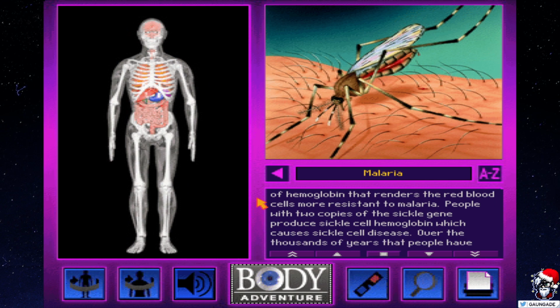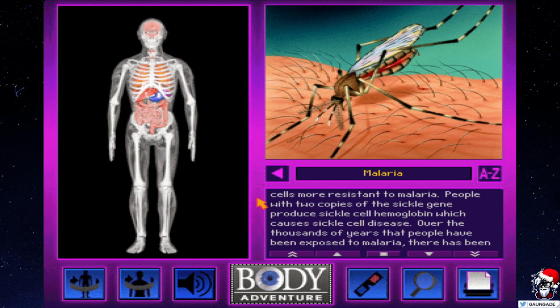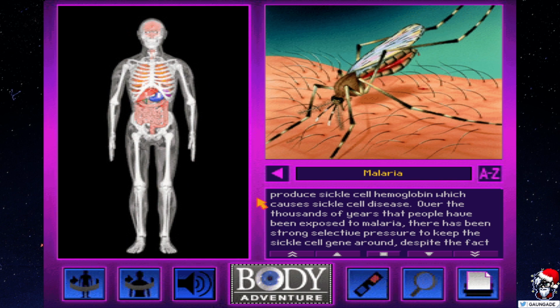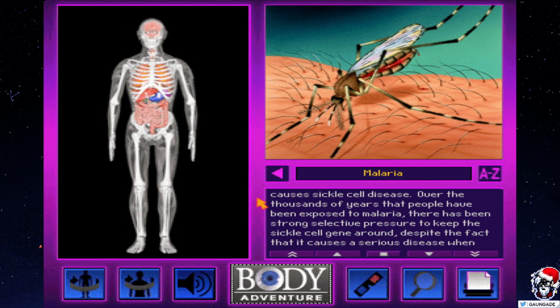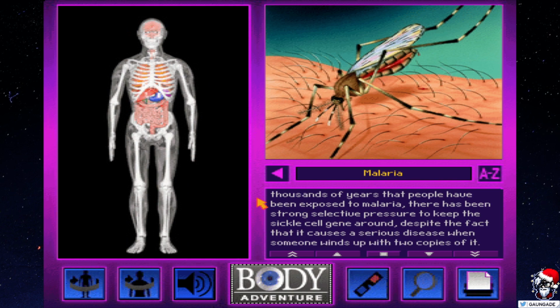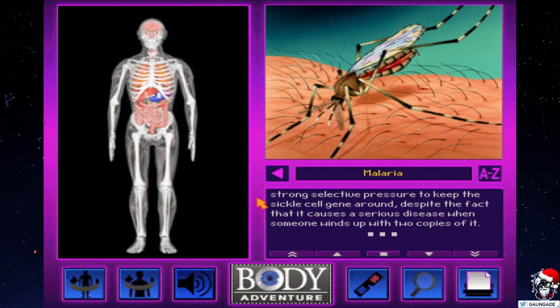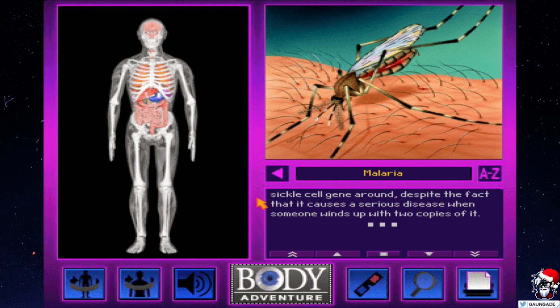People with 2 copies of the sickle cell gene produce sickle cell hemoglobin, which causes sickle cell disease. Over the thousands of years that people have been exposed to malaria, there has been strong selective pressure to keep the sickle cell gene around, despite the fact that it causes a serious disease when someone winds up with 2 copies of it.